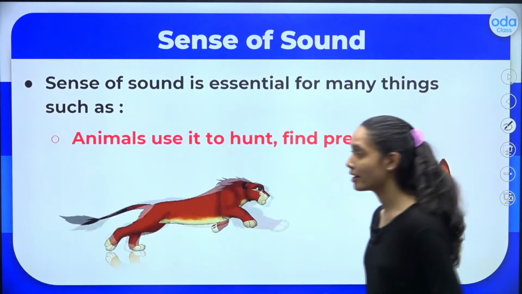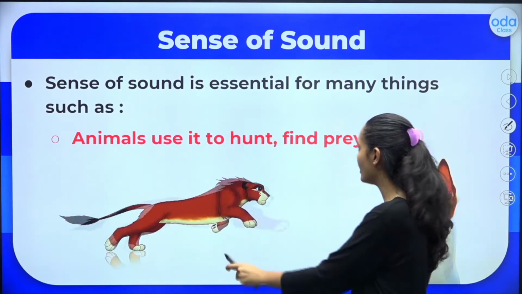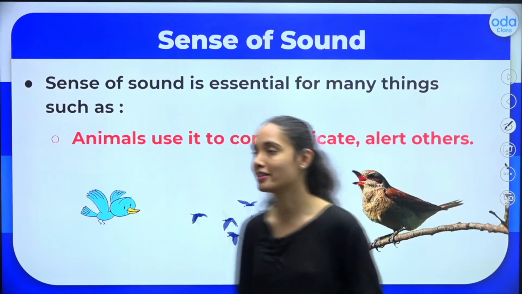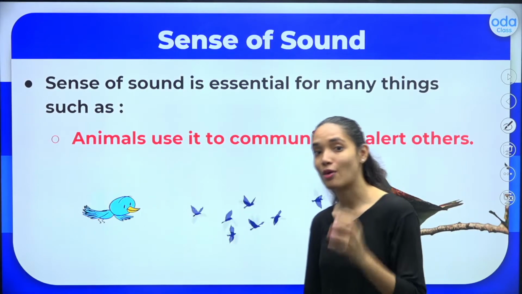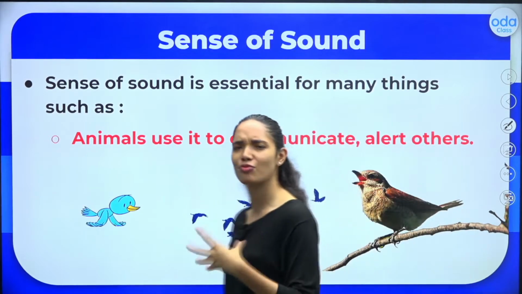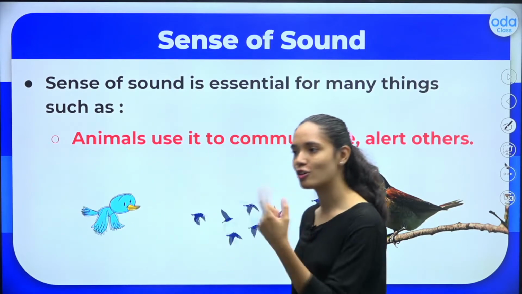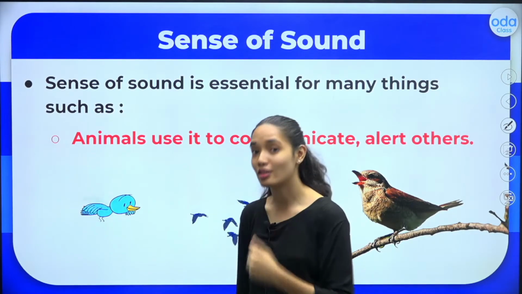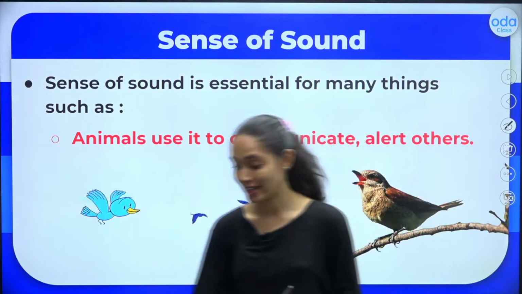Okay? Not only that, my dear students, certain animals also produce some type of sounds that help them to hunt, to find their prey. Yes, and most importantly, my dear students, you must be amazed, animals use the sense of sound to communicate with each other. Yes, to talk with each other, they produce different kinds of sounds which work like signals for them. The way, certain times we also use a code language with our best friends. We don't take names, we often prefer using code language. Similarly, animals use the sense of sound to communicate with each other.